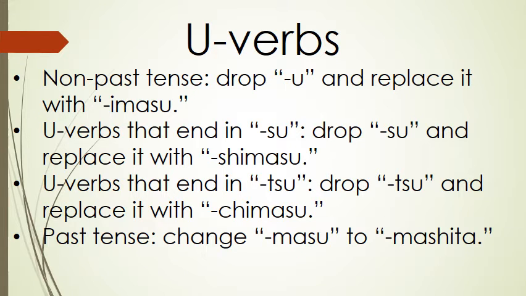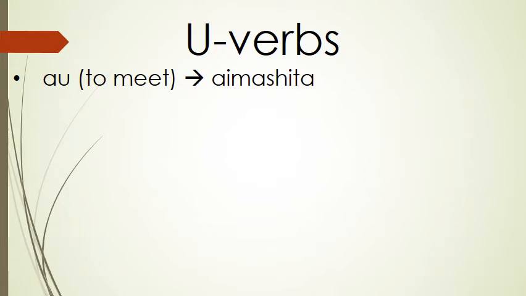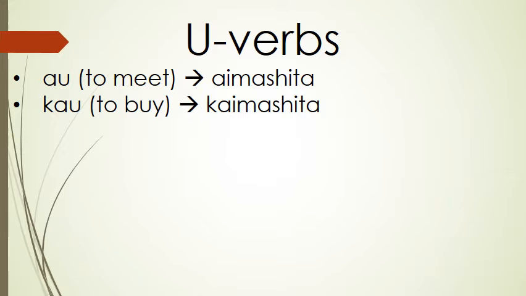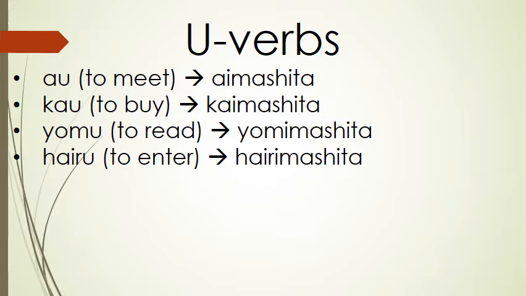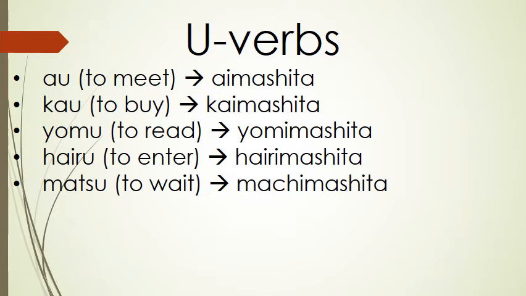To form the past tense of an u verb, all we have to do is use mashita instead of mas. So, au, to meet, would become aimashita. Kau, to buy, would become kaimashita. Yomu, to read, would become yomimashita. Hairu, to enter, would become hairimashita. And notice this is another u verb that does end in iru. And matsu, to wait, would become machimashita.